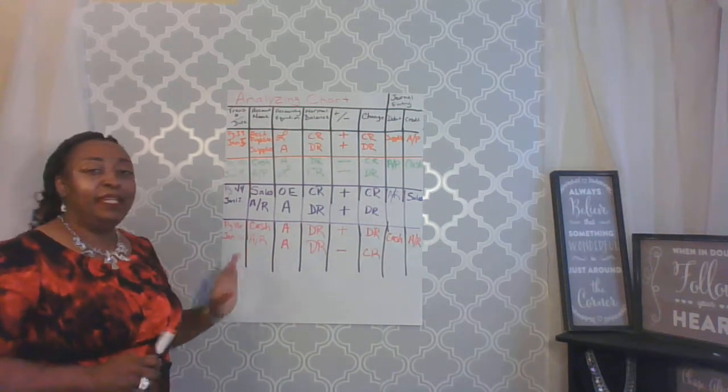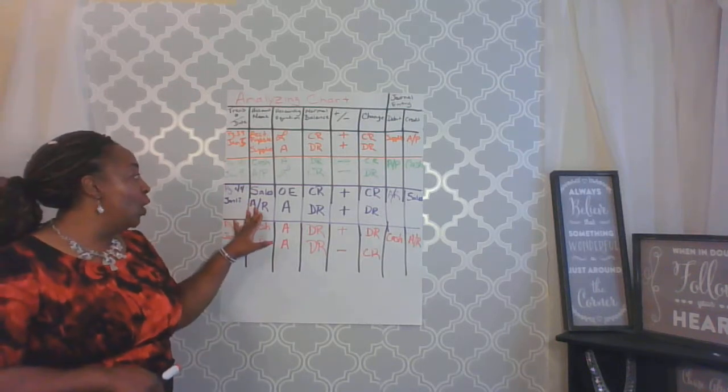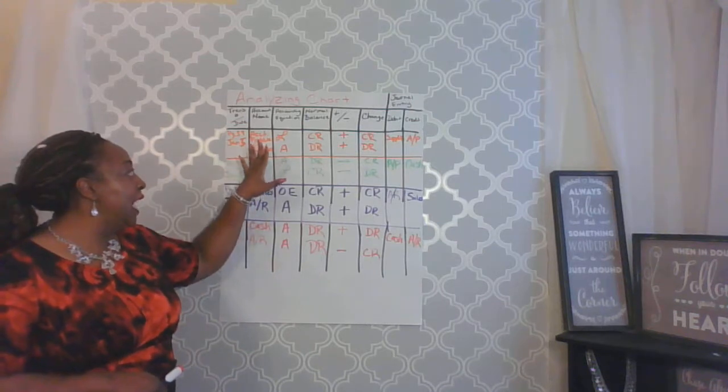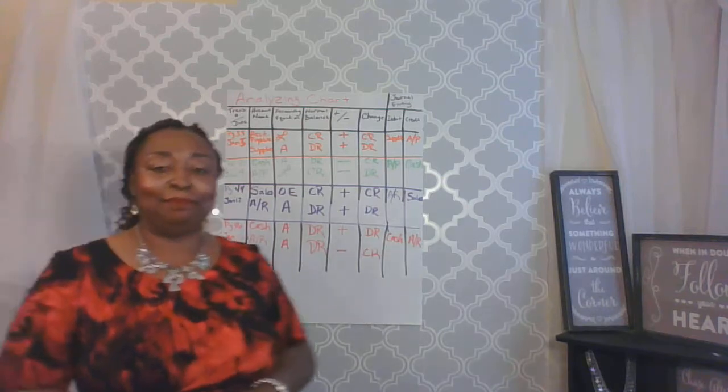And that is how you analyze the on-account transactions. We sold on account, we bought on account, we paid on account, we received on account.